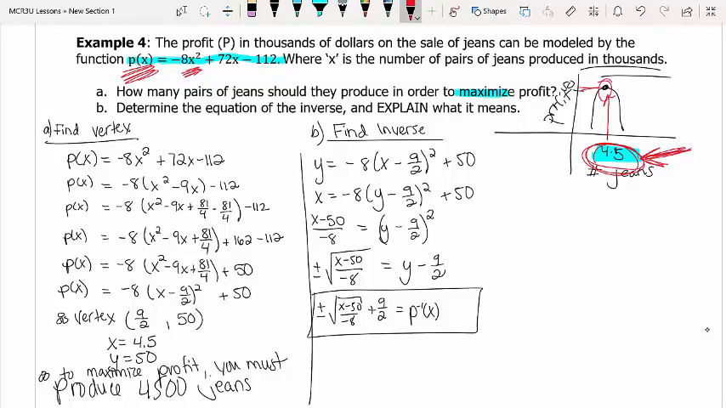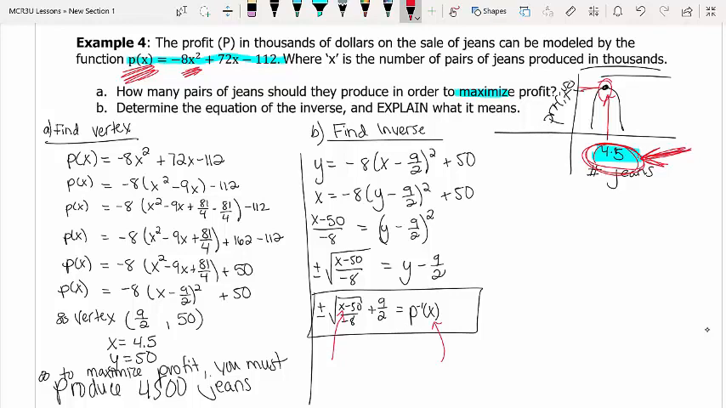Now in the inverse, it's going to be switched. Instead of plugging in number of jeans as your input and then getting your profit, which is the output, it's going to be the opposite. You're going to plug in the profit as your input and output number of jeans. Okay? So the inverse function would tell you how many pairs of jeans you would have to produce in order to get a certain profit.